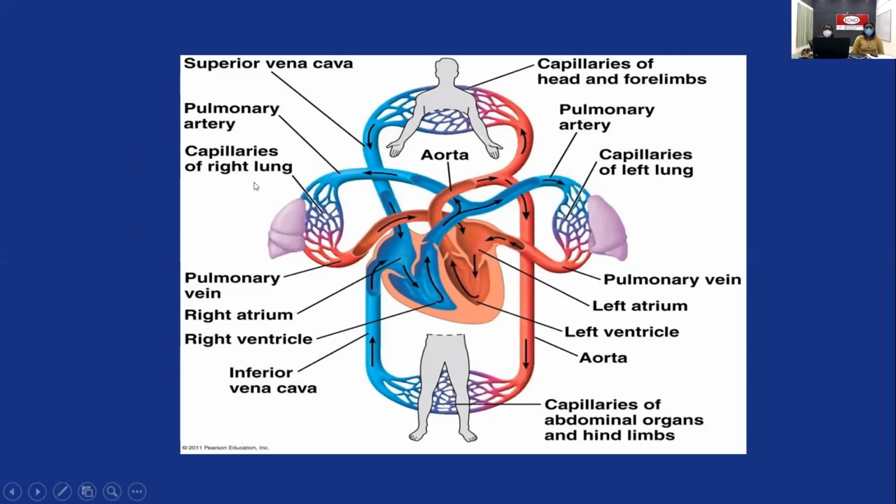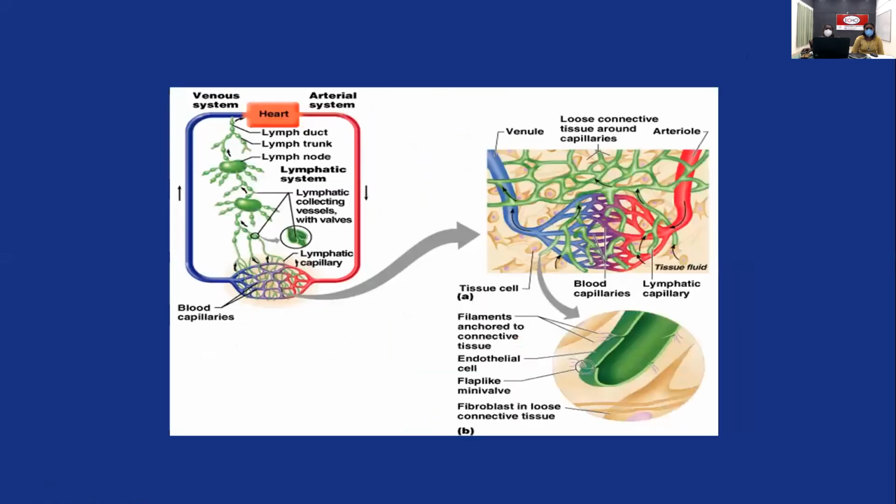Okay, sorry. So here also, in the lower part of the body, the arterial capillaries and the venous capillaries communicate together. Here you can see the venous system and the arterial system. The venous system you have seen in blue color, and the arterial system is red color. So here is the oxygenated blood, and this is the deoxygenated blood.